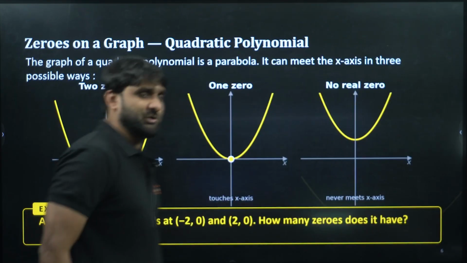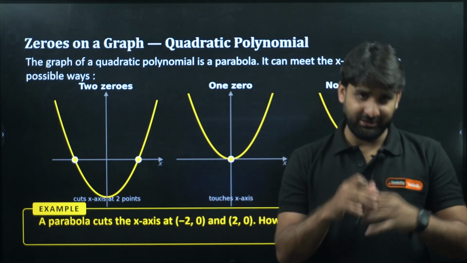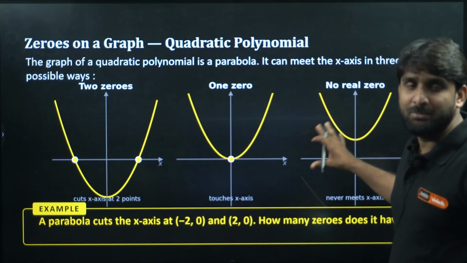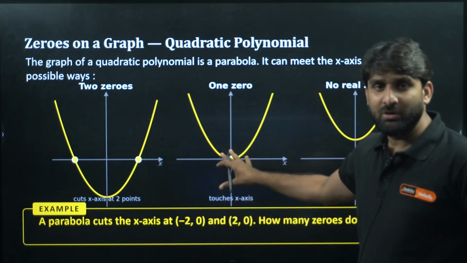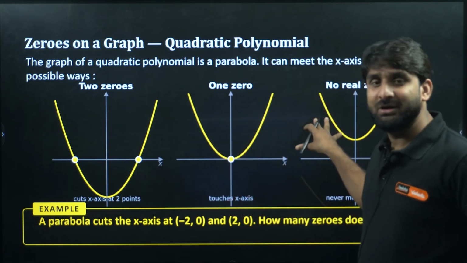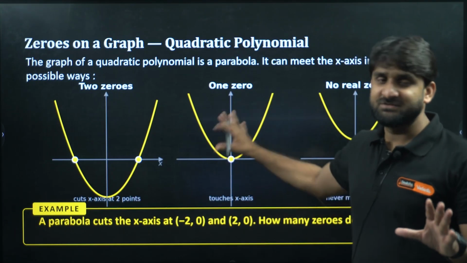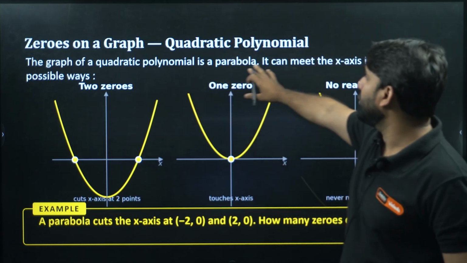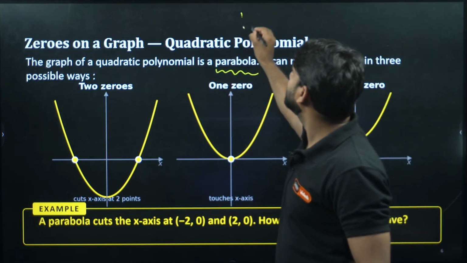Moving ahead, let's talk about zeros on a graph, but for a quadratic polynomial. There are three possibilities. I'm not talking about downward opening and upward opening. Whatever I'm teaching you, all three situations are possible in downward opening also. So let's discuss only upward opening. The graph of a quadratic polynomial is a parabola. I hope you know this is called a parabola.